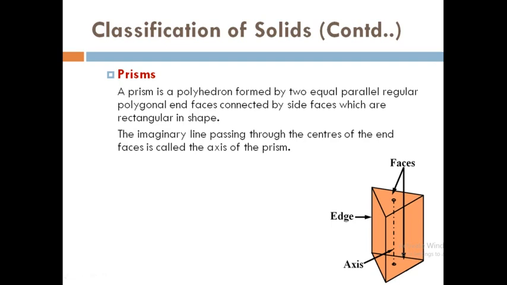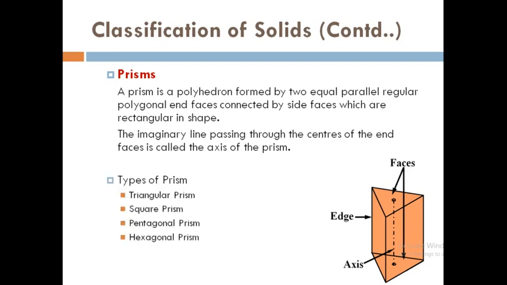If it is a square prism, then the top and bottom faces will be squares. If it is a pentagonal prism, then the top and bottom faces will be pentagonal laminae. An imaginary line passing through the center of the two end faces is called the axis of the prism. The other types of prisms are square prism, pentagonal prism and hexagonal prism.